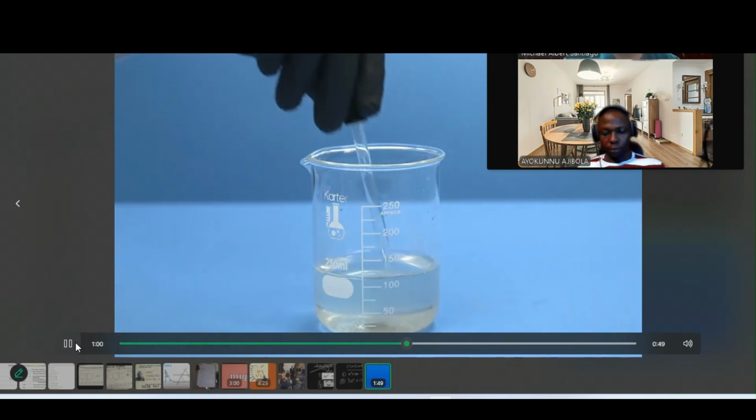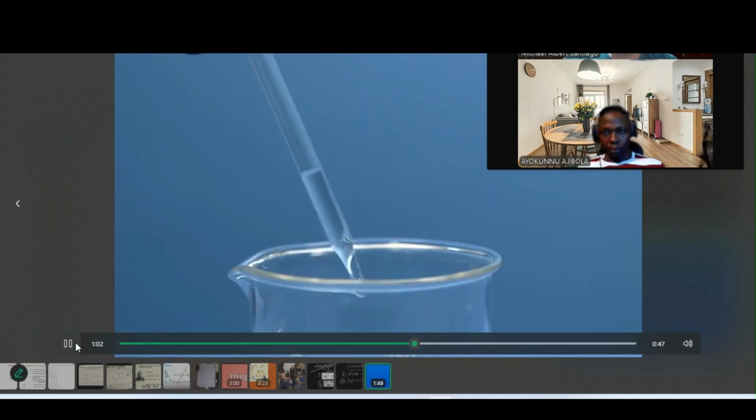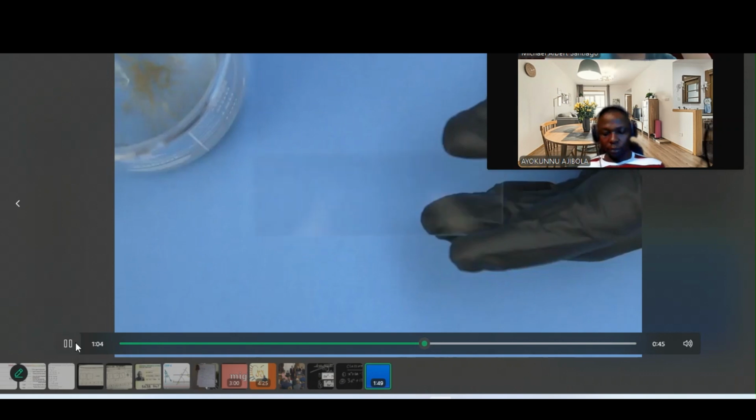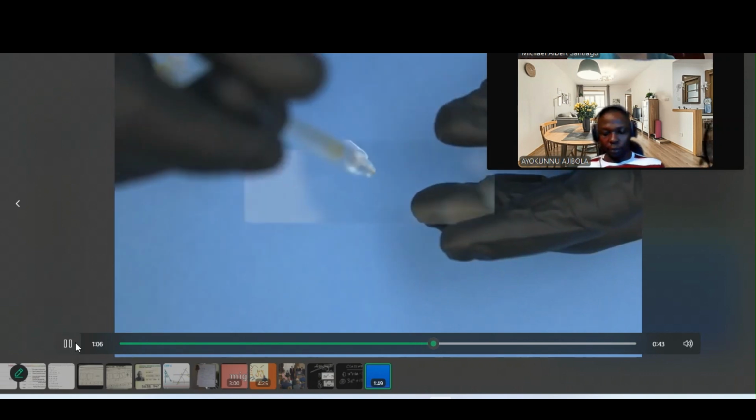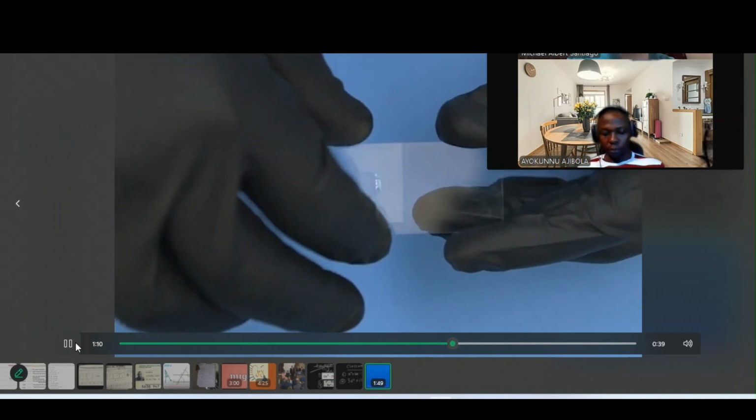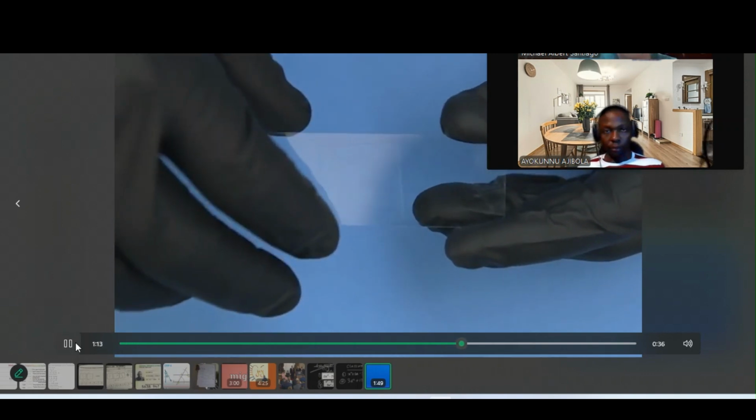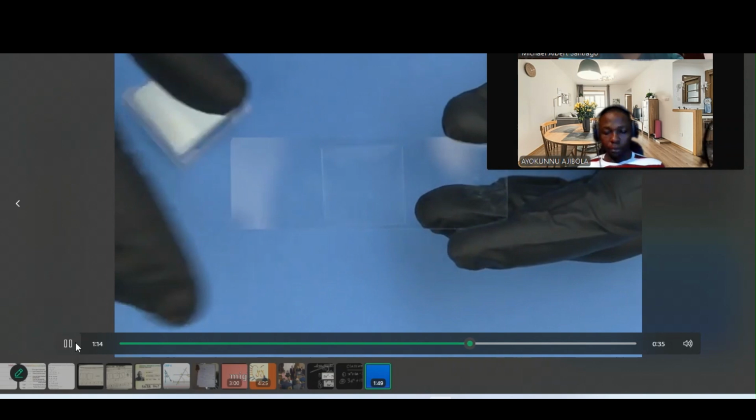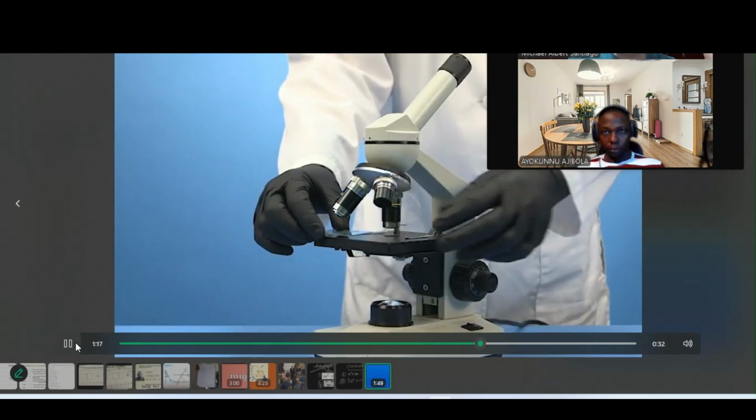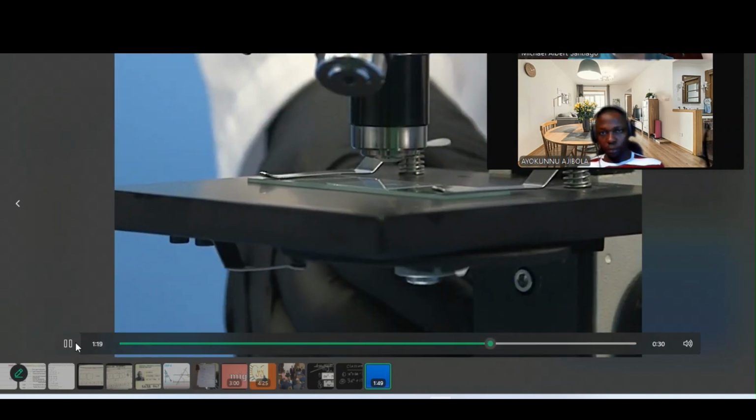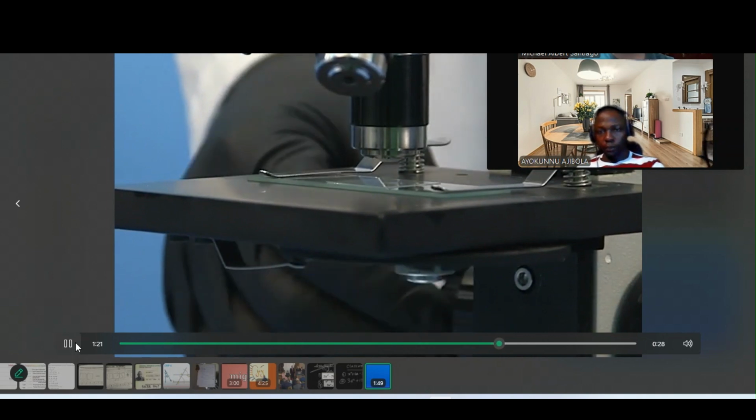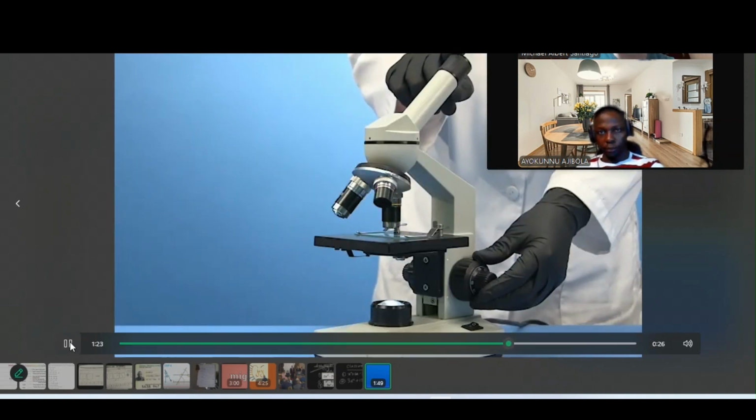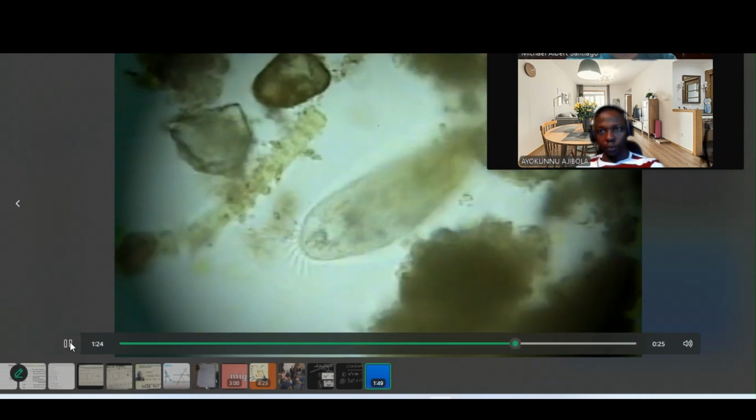Collect a few drops of pond water with the eyedropper. Place one drop on the slide. Carefully place a slide cover on the slide. Don't press down on the cover. Place the slide under the microscope and focus it. Observe carefully and note what you see.